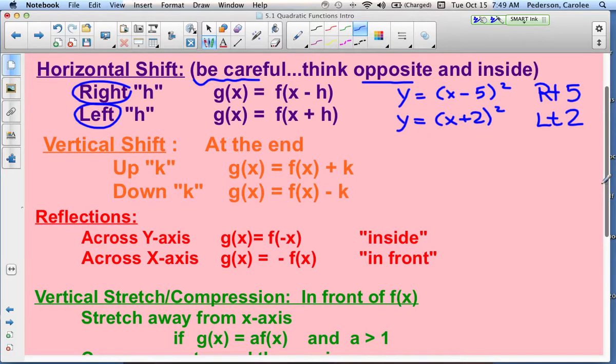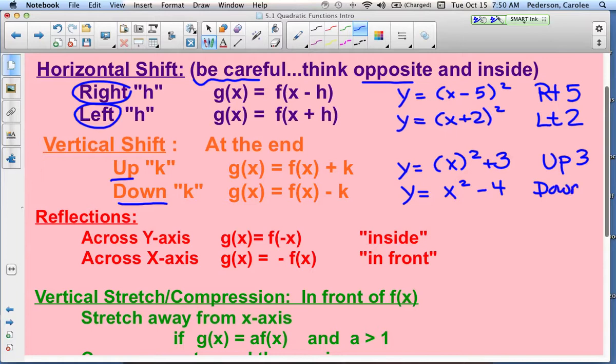The second transformation is your vertical shifts up and down. These are at the end of the function. So if you have something like y equals x squared plus 3, it's going to shift it up 3 units. If you have something in the second one, x squared minus 4, it's going to shift it down 4 units. So the description for these types are vertical shift up 3 units or vertical shift down 4 units.